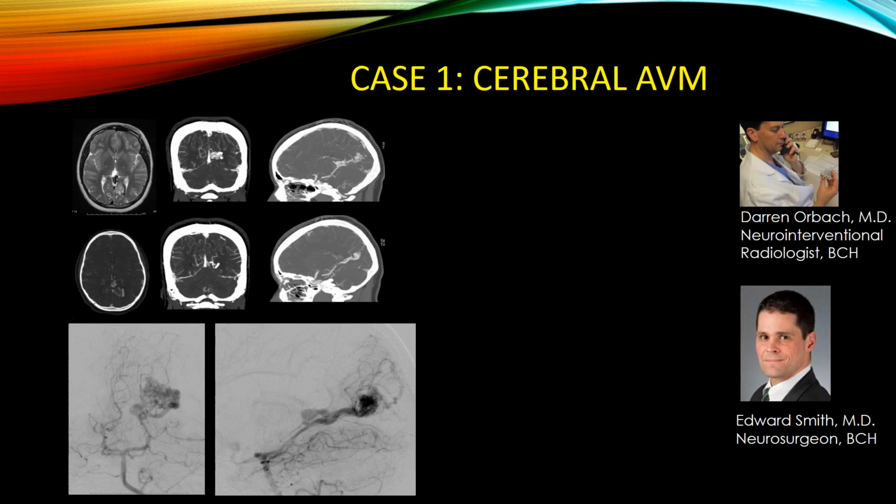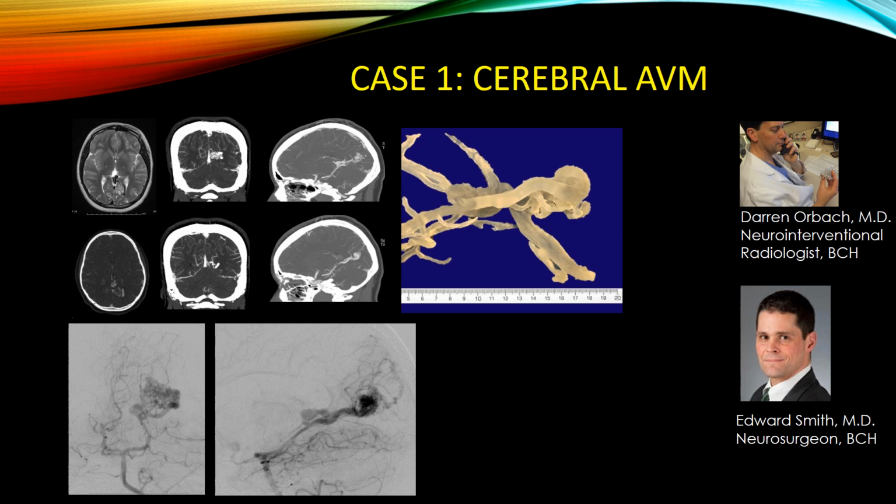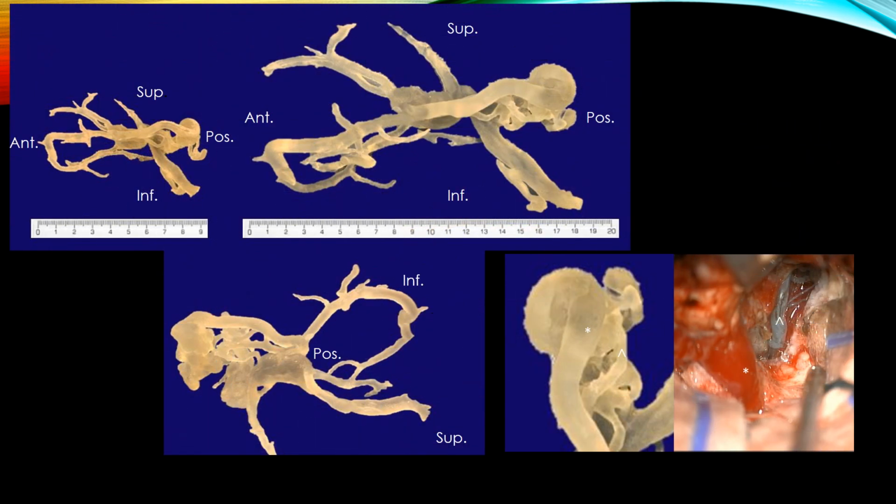Let's go to some case examples here. This is an example of an AVM, which our neurointerventionalists and neurosurgeons like to get copies of on 3D printed models. So here's a 3D printed model of this AVM blown up to a large size. This shows a very important advantage of 3D printing.